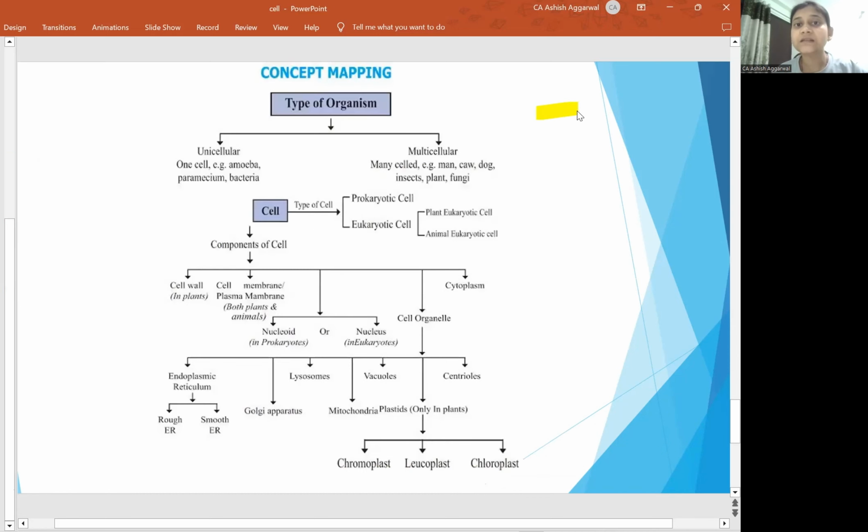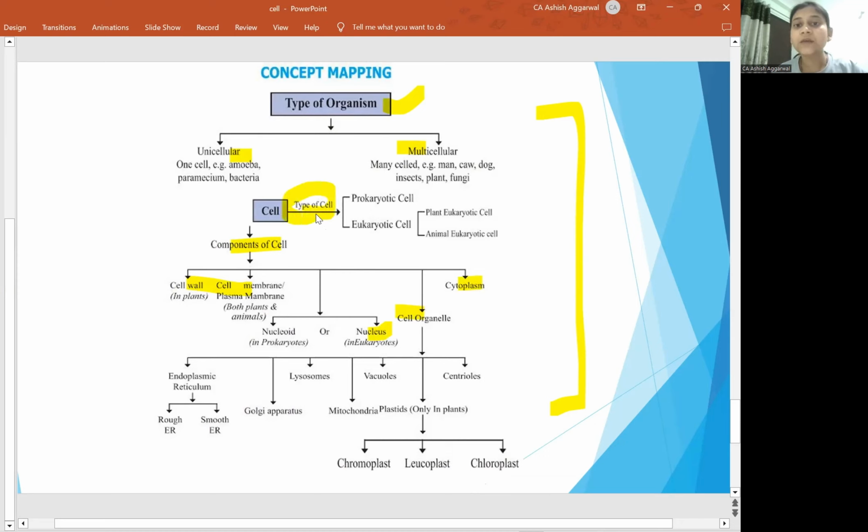This is the last slide, concept mapping. What we have discussed earlier is summarized here. The types of organisms we have discussed are unicellular and multicellular. The parts of cells we have discussed are cell wall, cell membrane, cytoplasm, cell organelles, and nucleus. Everything we have discussed is here. Here is the type of cell.